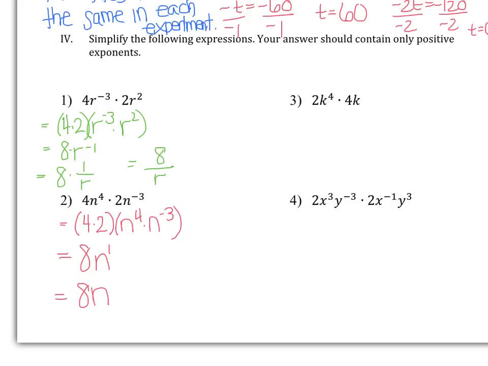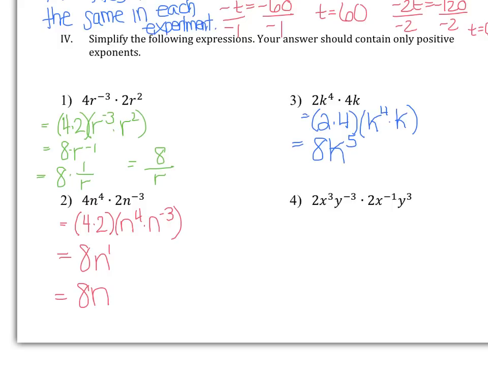For number 3, I'm going to have my numbers together, so 2 times 4, and my variables, k to the fourth times k. Well, 2 times 4 is 8, and k to the fourth times k is k to the fifth. So I'm going to have 8k to the fifth.